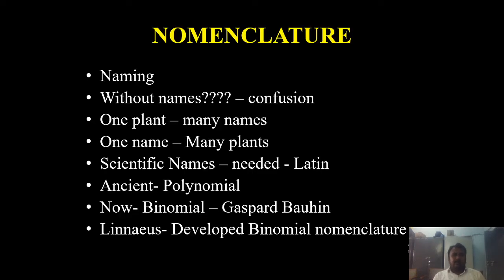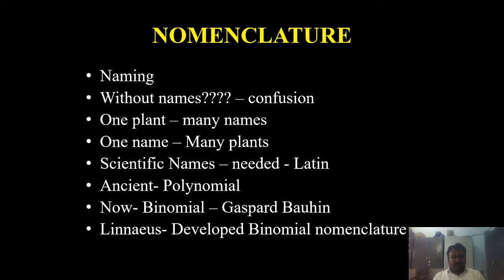So let us come to nomenclature. What is meant by nomenclature? Nomenclature means just naming the plants. So why are we going to name the plants? Let us think about names. If a plant or a person or a thing is without a name, there will be huge confusion. Hence naming is required.